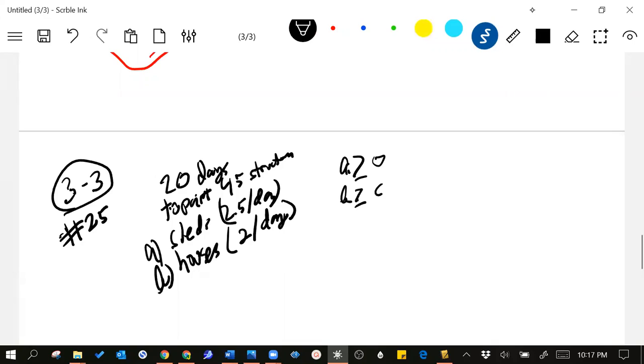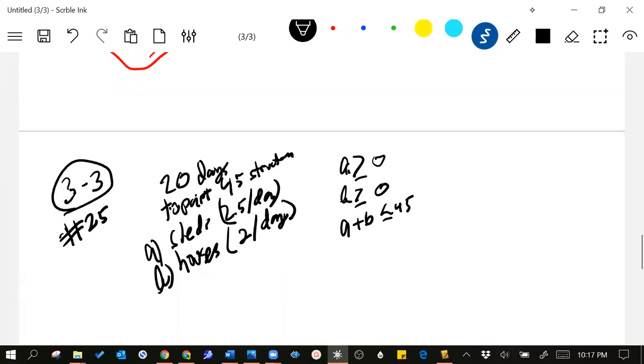B is going to be greater than or equal to 0. Right, and you could do all of one or all of the other. Together, A plus B is going to be less than 45. The other equation takes a lot more thinking.